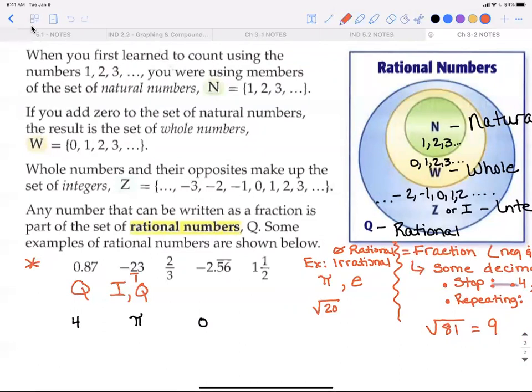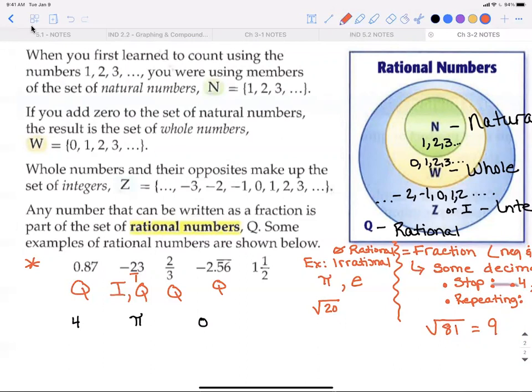Automatically, because it's a fraction, it is not natural. It's not whole. It's not integers. It's a rational. Good. How about negative 2.56 repeating? Damien, what do you think? Yeah, because it's repeating, right? It makes sense. It has a pattern. It is just rational. Obviously, the decimal makes it not any of the other ones.